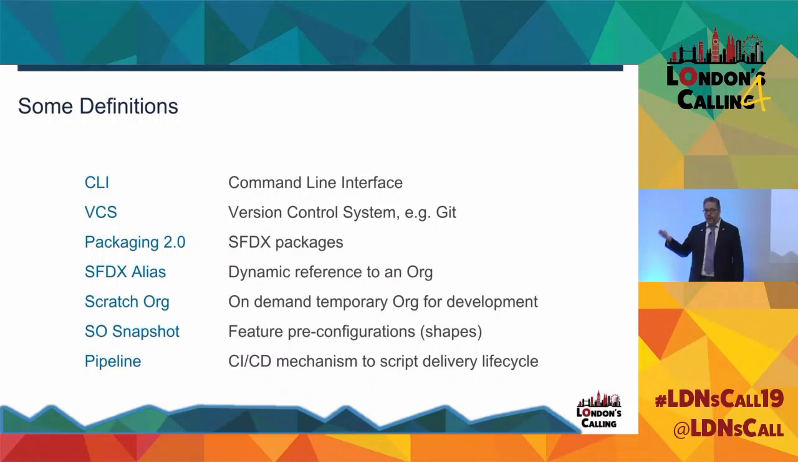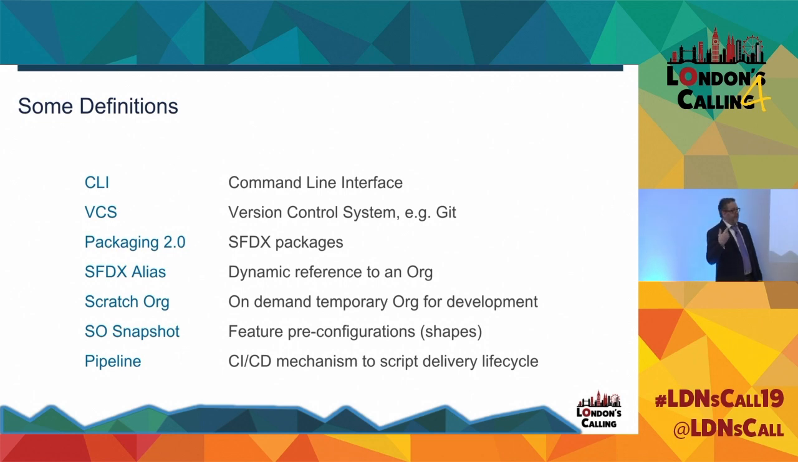So some definitions, some things I'm going to refer to today. CLI, hopefully you all know that means the command line interface. Version control system, primarily I'll be talking about Git because that's what I use. I'm sure people still use things like Subversion and things like TFS as well. And when I talk about packages today, I'm talking about SalesforceDX packages, so second generation packaging. I'm not talking about unmanaged and managed packages and all their problems. I'm just talking about the new way of doing things.